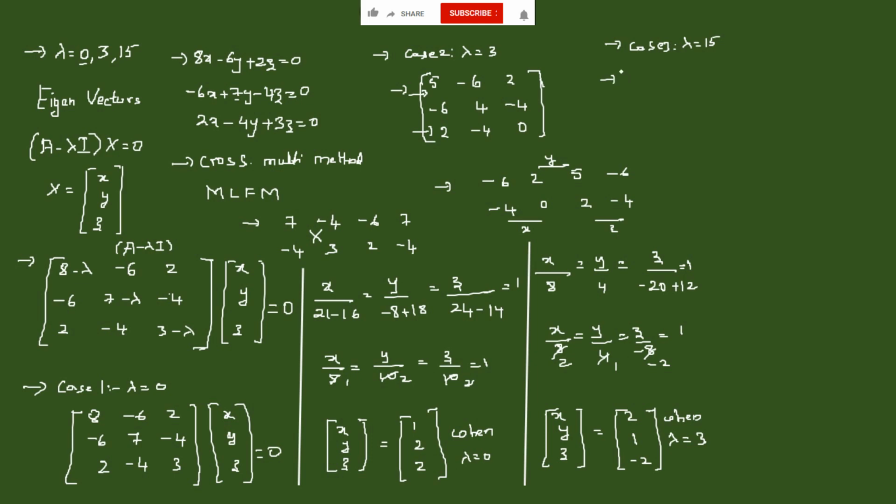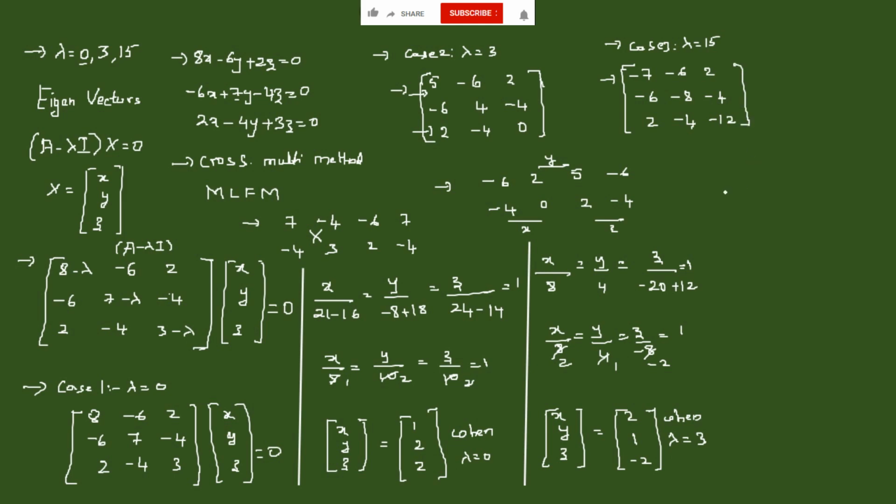So again we're getting a matrix. It's nothing but 8 minus 15, so we get minus 7 and minus 6; 2, this is minus 6; and 7 minus 15, so it becomes minus 8. Again it is minus 4, this is 2, this is minus 4, and 3 minus lambda, 3 minus 15, so it becomes minus 12.